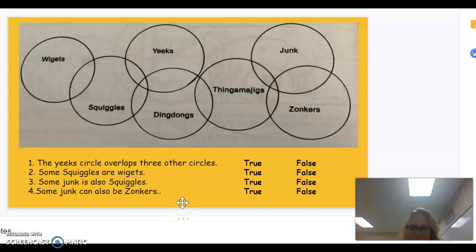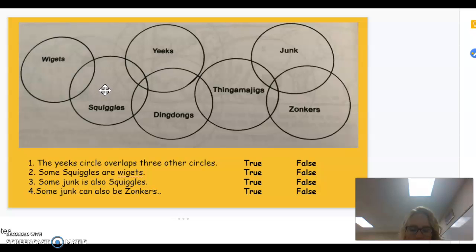Number 2 states some squiggles are wiggets. To check whether this is true or false, I need to find them on the diagram. So squiggles right here, I notice that it overlaps wiggets, and I know that this means they will have some that could be both squiggles and wiggets.